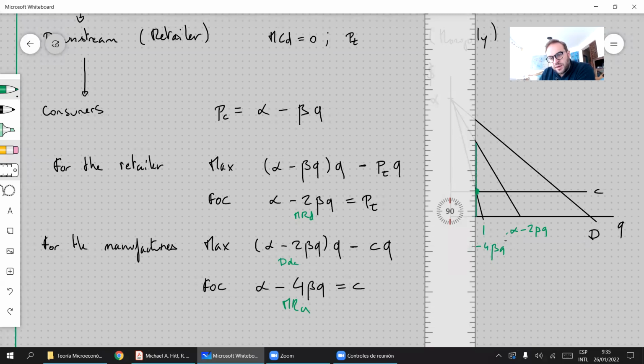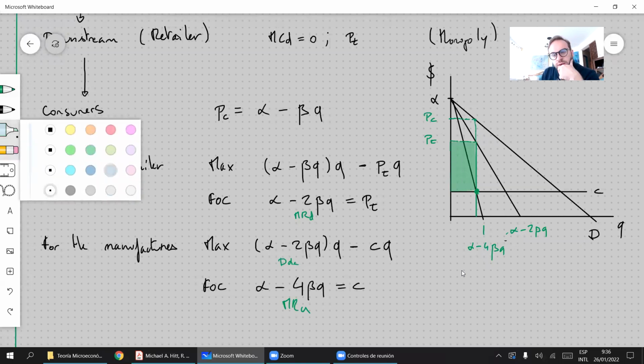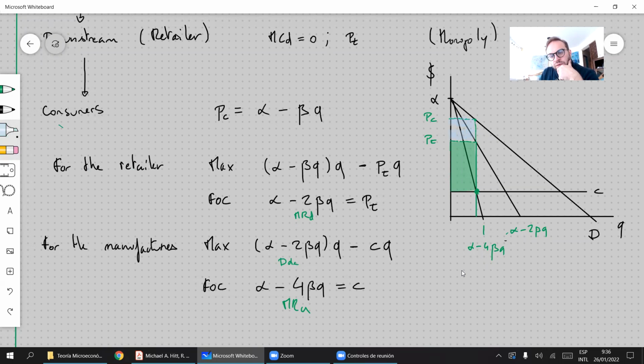which means that if I produce that quantity, the price paid by the retailer is going to be PT here, right? So this area represents the profit of the manufacturer. And then at this quantity, the price to the final consumer is going to be this one. This is the price for the consumer. And so this area is the profit for the retailer.